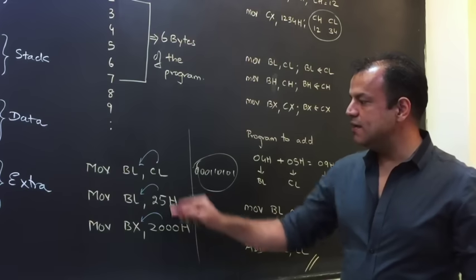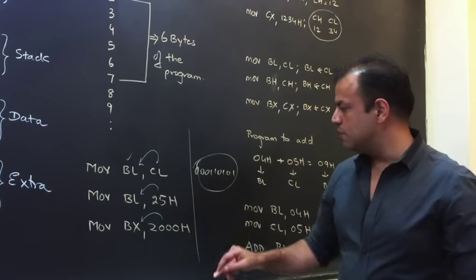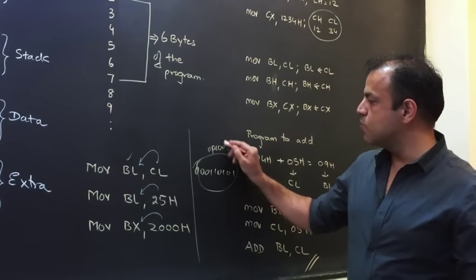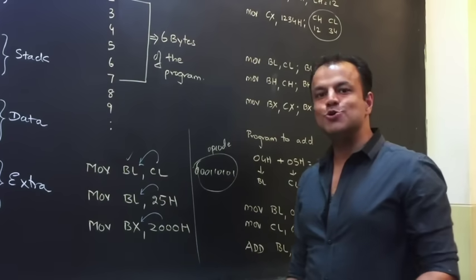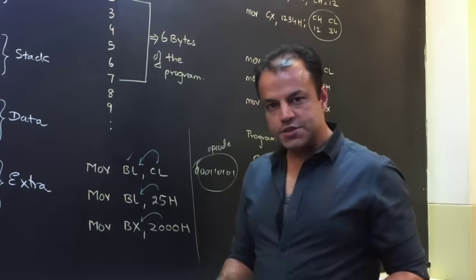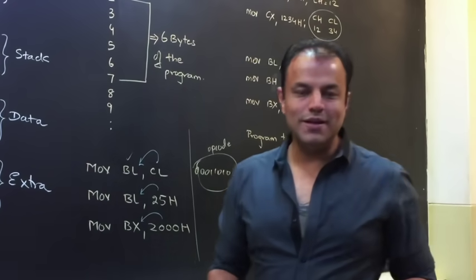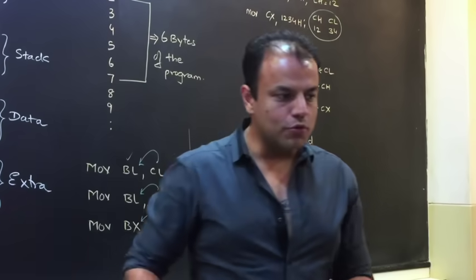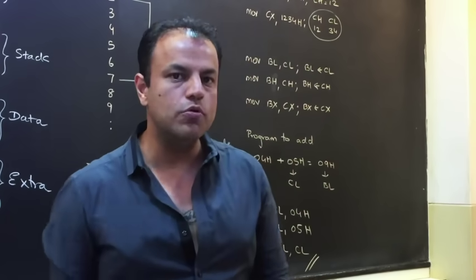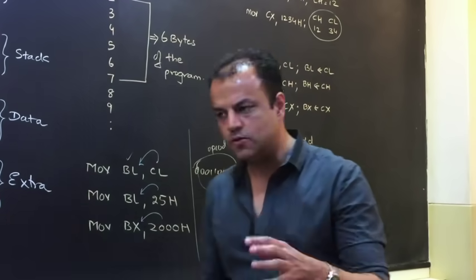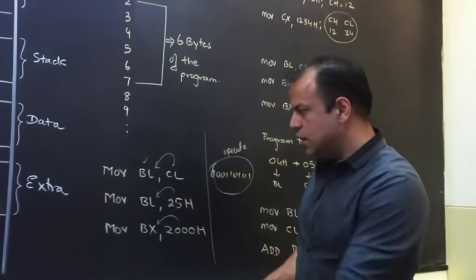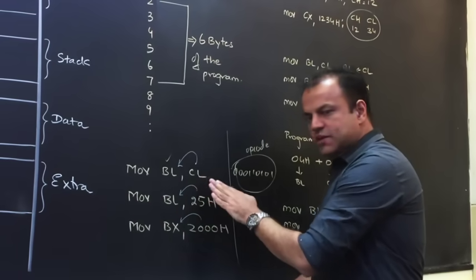00110101 indicating the operation that we want to perform is called its opcode. I say again, it's called its opcode. So, every instruction has its own unique opcode. Tell me, did you understand this much? There's an opcode for move, there's an opcode for add, there's an opcode for subtract, etc. Now, hear me. There is an instruction move BL, CL.